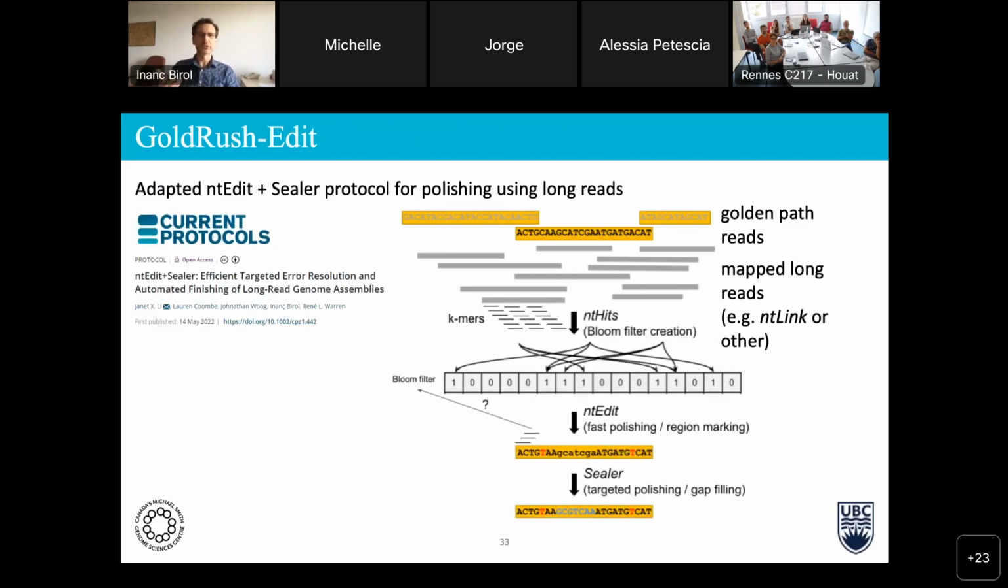All right. So we have a protocol we published recently using NT-edit and Sealer to go through those golden path reads to polish the micro misassemblies, if you will. So in the interest of time, I won't go into too much detail about the NT-edit Sealer pipeline, but I'll be happy to answer any questions on it.